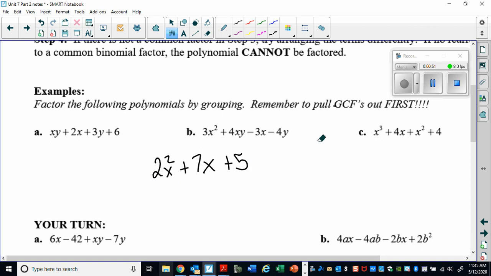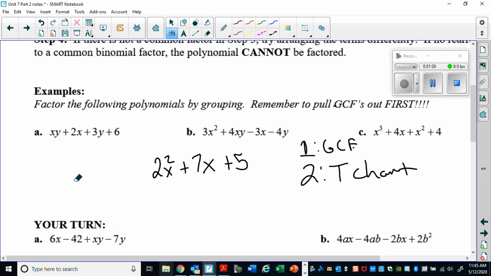First we look for GCF. Are there any GCFs, right? No, sorry about that. On this one, there are no GCFs, so there's nothing to take out. Next step is to create the T-chart.